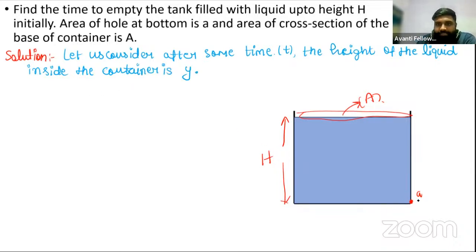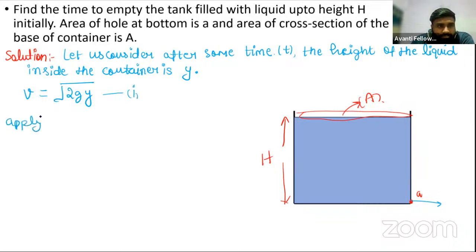Okay. So we can say that at that particular time, according to Torricelli's equation, the velocity of the flow will be root 2 gy. Okay. Now, this is the velocity. Now, we are interested in time, that how much time it will take to empty the tank. Okay. This V you can also write as, this is equation number 1.